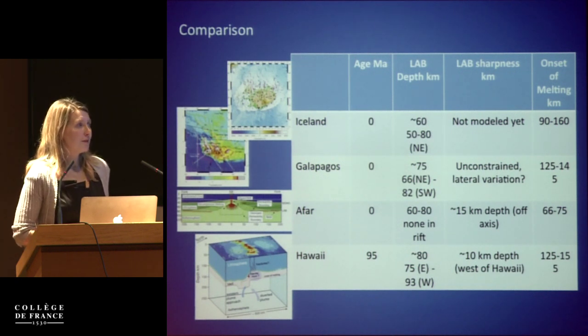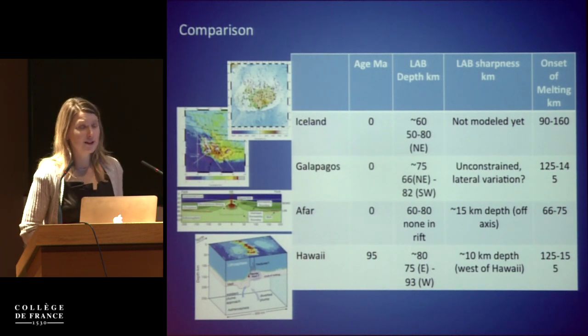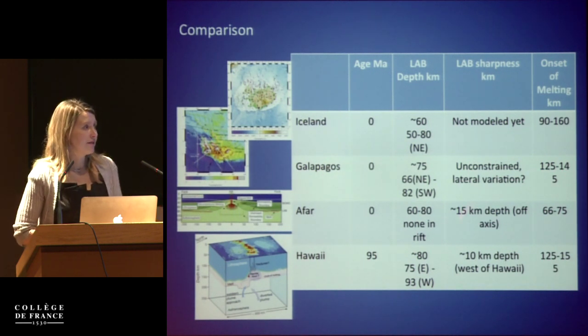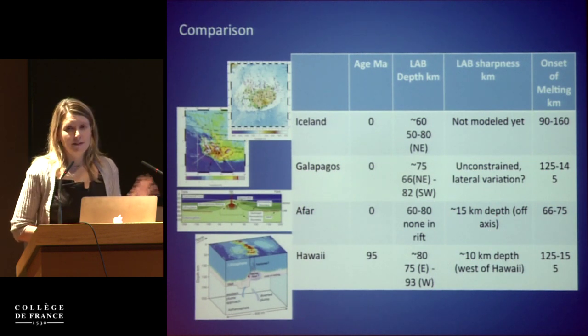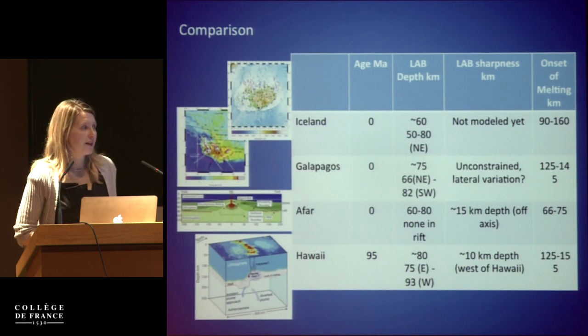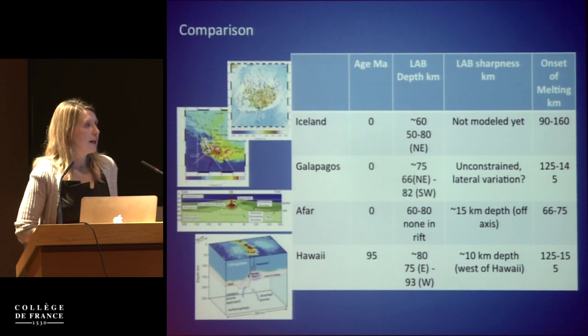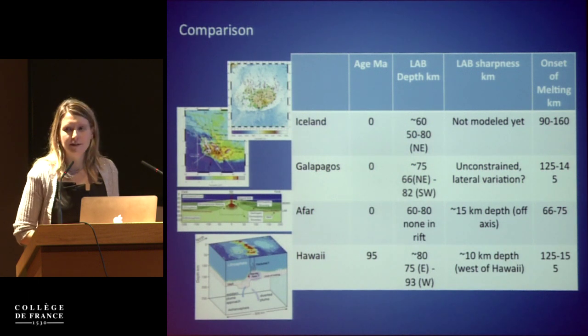Galapagos could be quite gradual, or that could be caused by lateral variations. Beneath the Afar, we had a very sharp gradient, but it was off-axis. Beneath the rift itself, we didn't see any evidence for a lithosphere-asthenosphere boundary phase. Beneath Hawaii, we did have a strong gradient. And the onset of melting, again, there's not really a big correlation besides the fact that beneath the Afar, we saw a relatively shallow phase, and in the rest of these places, we saw something at about 125 to 160 kilometers.